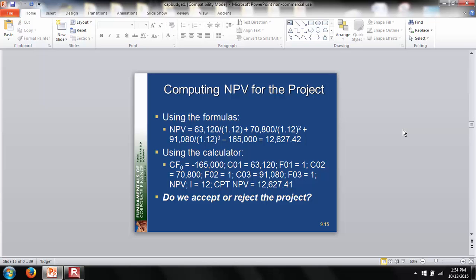Now with the financial calculator in chapter 10, you've already been using that. So we can enter the cash flows. CF0 is negative 165,000. C01 is 63,120. C02 is 70,800. C03 is 91,080. And you can find out the NPV.